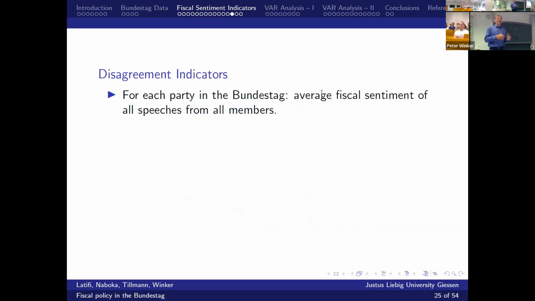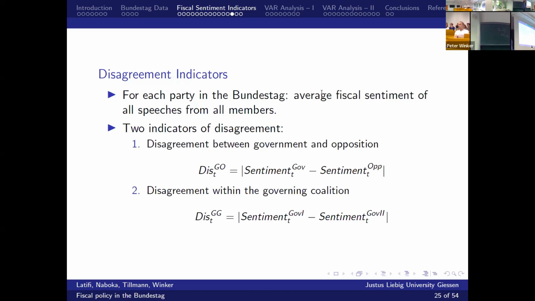Disagreement. Now we aggregate the speeches to the parties and then split them up to the parties belonging to the government and to the opposition, or within the government, and calculate these disagreement indicators, sentiment for the governing parties and the opposition, or within government. And for the most recent period, of course, we had 3 parties in the government. It's not on the slide, it's just in the appendix.